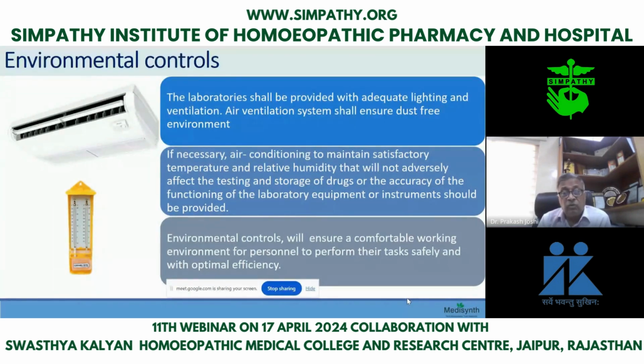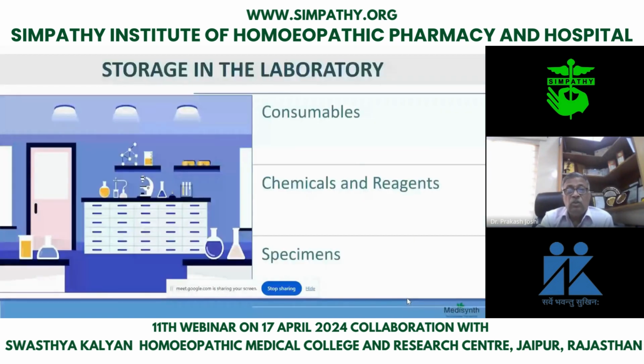Secondly, air conditioning. And now we have an AHU. If you have a good laboratory, then you have air handling units where you control the microbial load also. So that we are going to discuss later on when we have a separate microbiological laboratory, how to design the microbiological laboratory. Now, here it is very important that we should have a provision for consumables, chemicals, reagents, and specimens.